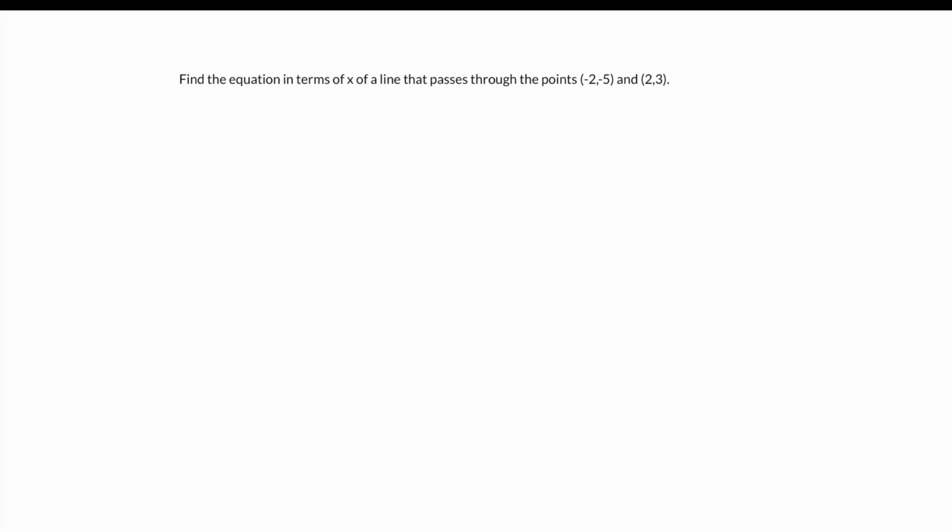Find the equation in terms of x of a line that passes through the points (-2, -5) and (2, 3). We will be writing this equation in the slope-intercept form, which is y equals mx plus b. And to write this equation, we really just need to replace the m with a number and this b with a number. M is the slope, and b is the y-intercept, so we also need to figure that part out.